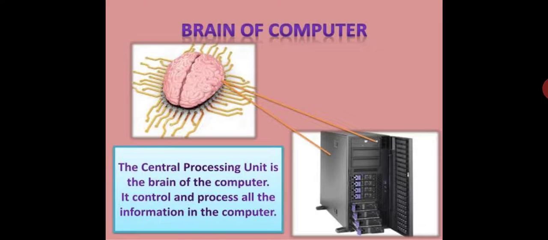Can you tell me which part of the computer is called the brain? I think I heard it right from you. The CPU or the central processing unit is called the brain of the computer. Its function is to control and process all the information in the computer. In this module, we are going to learn in detail about the parts of the CPU.